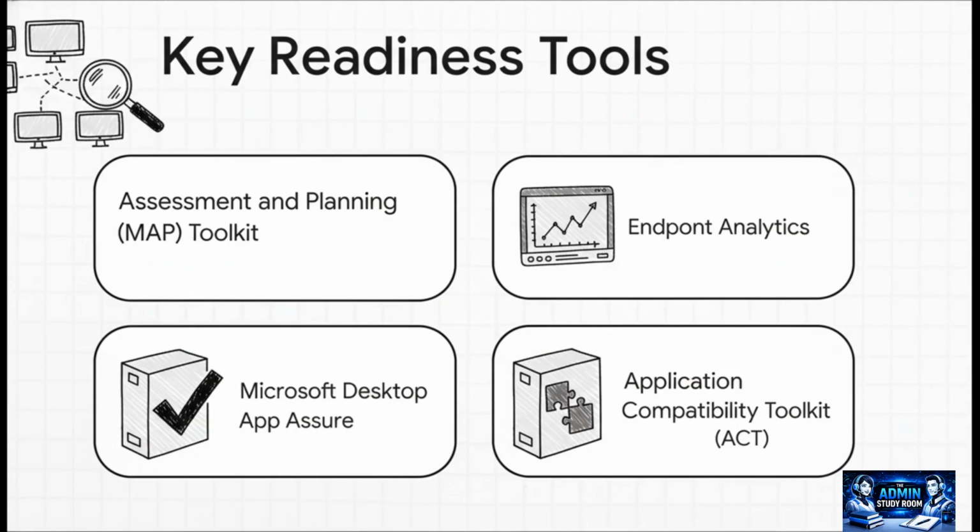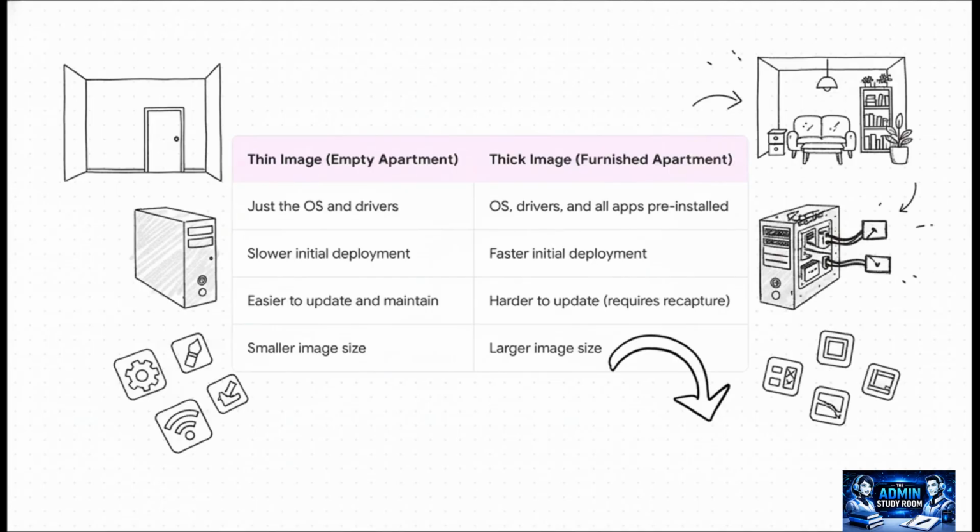The good news is you don't have to do all this scouting by hand. Microsoft gives you some really powerful tools. Take the Map Toolkit, for example. It's an agentless inventory tool. It'll scan your network and tell you exactly which PCs don't have enough RAM for Windows 11. Then you've got Endpoint Analytics, which gives you real-world data on performance, like which apps are always crashing. And for those critical, older applications, the Application Compatibility Toolkit, or ACT, helps you test and fix issues. And if you get really stuck, the Desktop App Assure program is a Microsoft service that can actually help you with remediation.